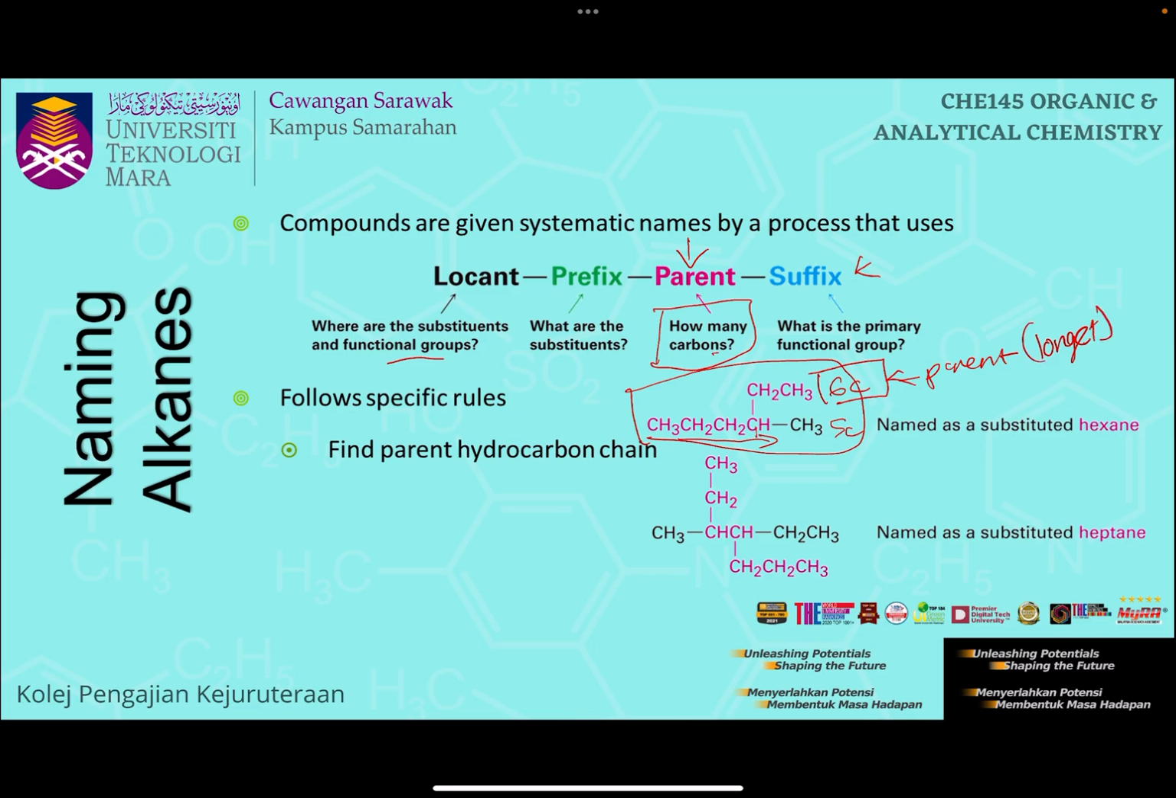Same goes for the second example. If you look at this straight structure here, it's only 1, 2, 3, 4, 5 carbon. But if you look from top to bottom, you will get up to 7 carbon. So because 7 is bigger than 5, this is your parent. That's why it becomes heptane.